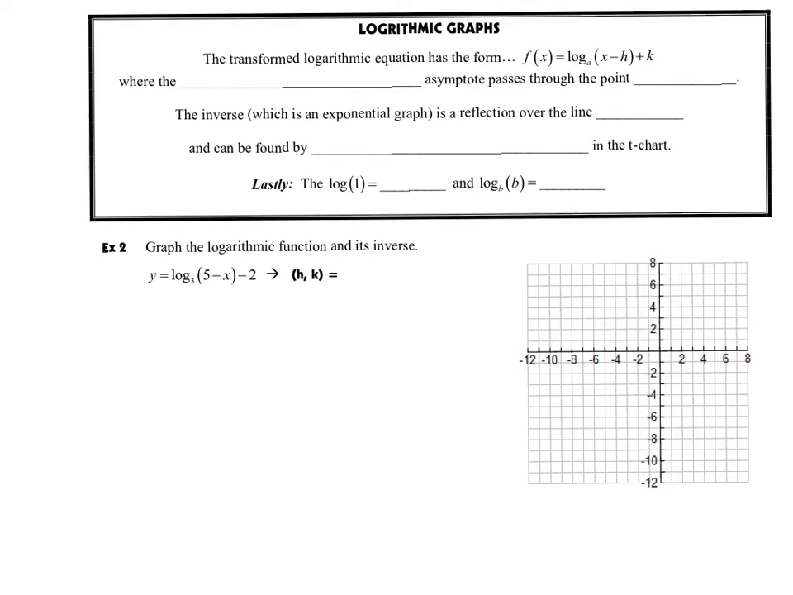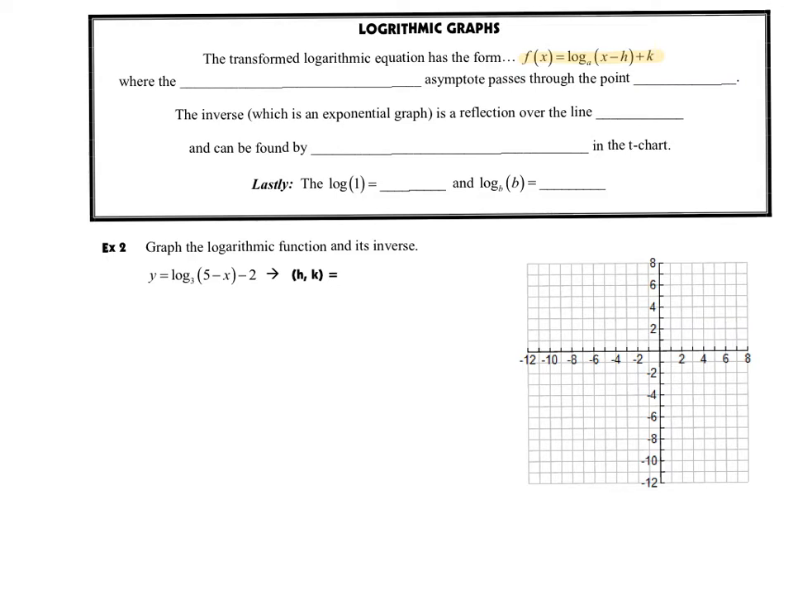Just a couple basic pieces of information. First of all, a transformed logarithmic equation will be in the form that will look like this. So our h and our k are going to be our shifts, our vertical and our horizontal shifts. Of course, we're going to have our base there.